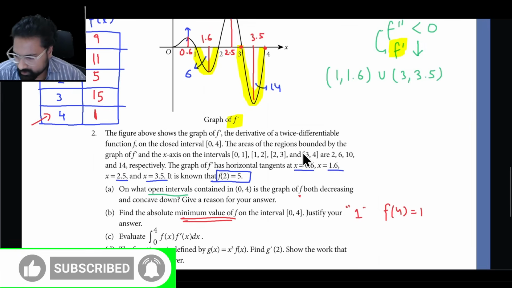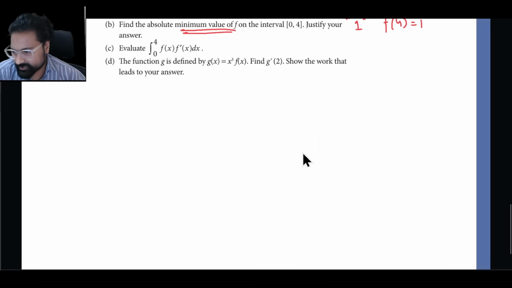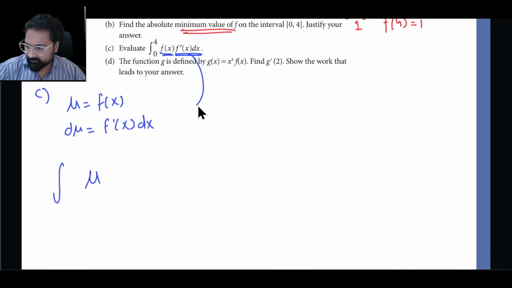All right, guys, the next one is evaluate the integral from 0 to 4 of these things. Isn't that a u-sub? I think that's a u-sub, right? Yeah, that has to be a u-sub. I'm going to take my u as f of x. So du will become f prime x dx, right? So remember, bounds will change. F of x is replaced by u, and f prime x dx from this one is replaced just by du.